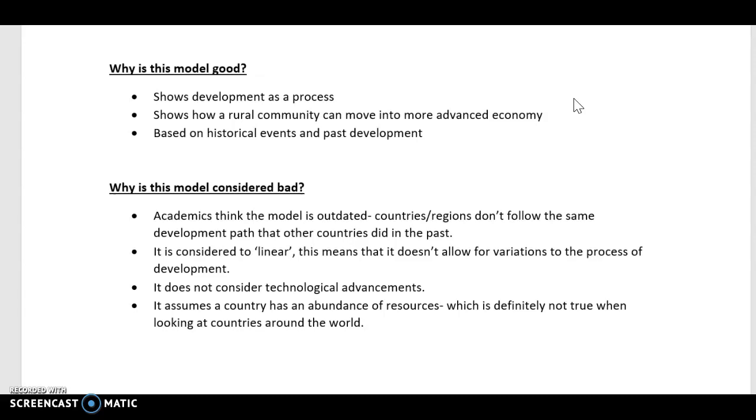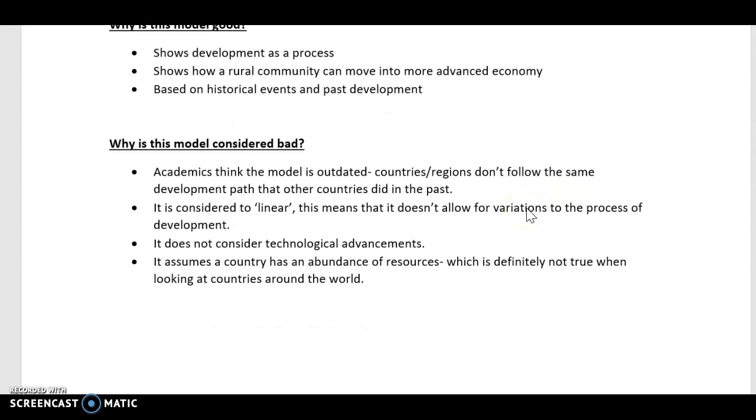Why it's bad, there's a number of reasons. Because it is developed from historical data, countries don't develop this way anymore. That's why it's considered to be mistrusted in some ways. Also, it's considered very linear. We know what linear means, in a line. This model is often criticised for that, because it suggests that a country can't veer, it can't change its ways, it can't do something different than what the model suggests. It also doesn't really consider technological advances, and it goes on the premise that every country has lots of resources, which we know is not the case, and we'll find out in terms of Laos.